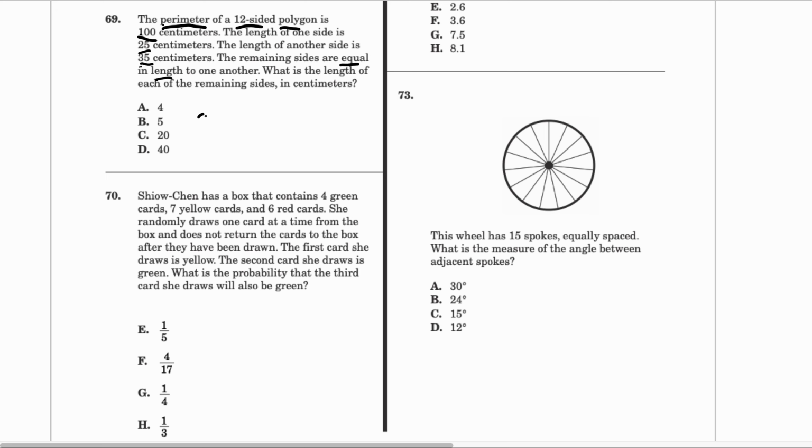So we know that we have one side that's equal to 25 centimeters, and then another that's 35. And then I'm going to represent the length of the remaining side as L. So we know that if we have a 12-sided polygon and one of the sides is 25 centimeters and the other is 35 centimeters, then we have 10 more sides left. So we have 10 sides left, and each of those has a length of L, and the total length is equal to 100 centimeters. So then we can isolate the 10L by subtracting 25 plus 35, so subtracting 60 from both sides. So that would be 10L is equal to 40, and therefore L is 4. So that would be A.